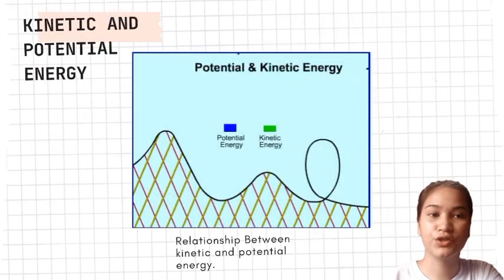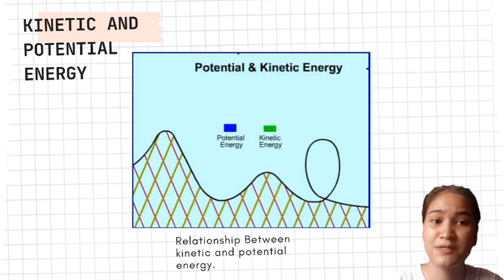This representation shows the relationship between kinetic and potential energy. We can observe that they both have an opposite relationship because as the potential energy increases, the kinetic energy decreases. And as the kinetic energy increases, the potential energy decreases.